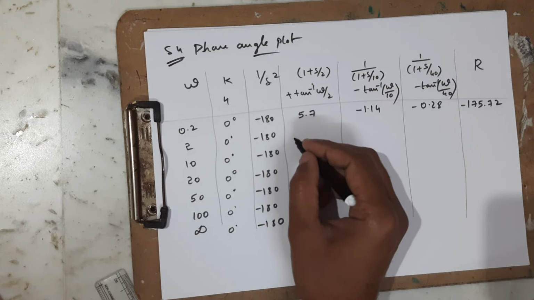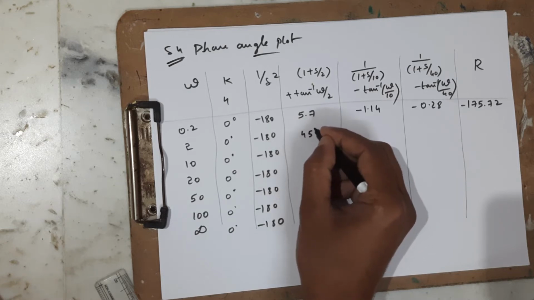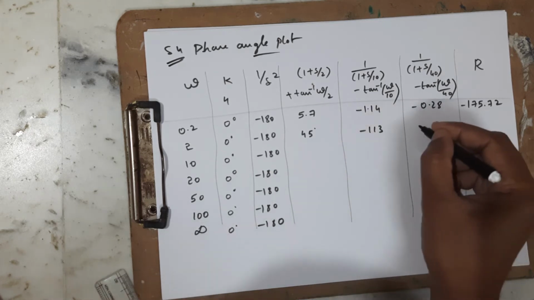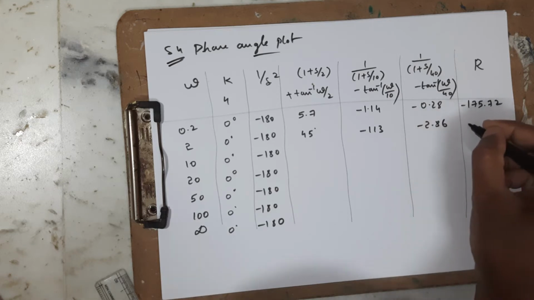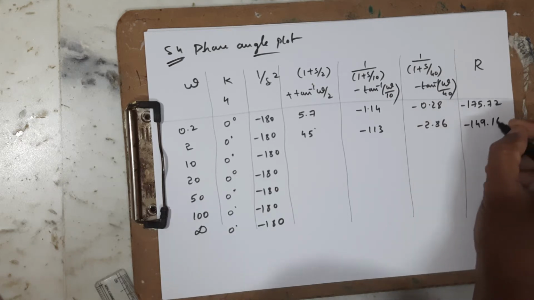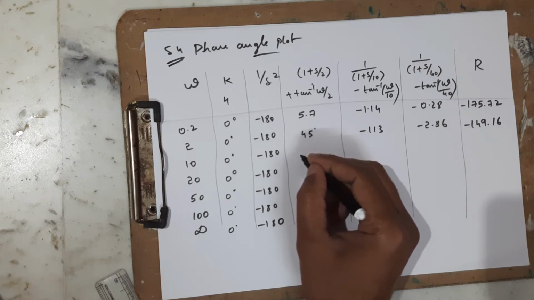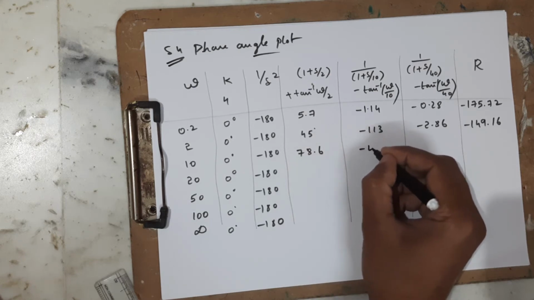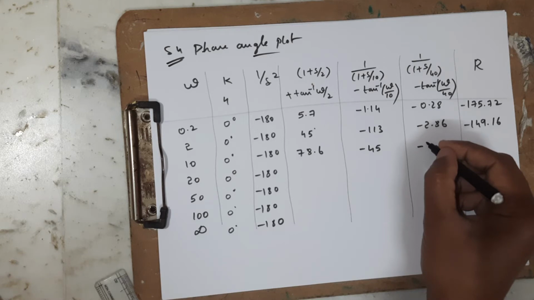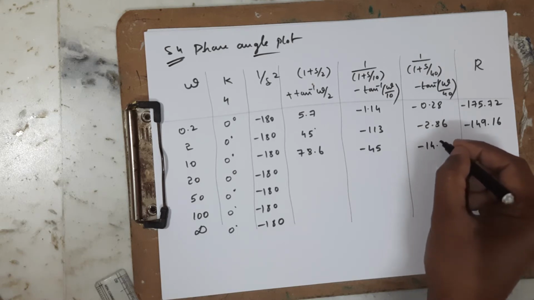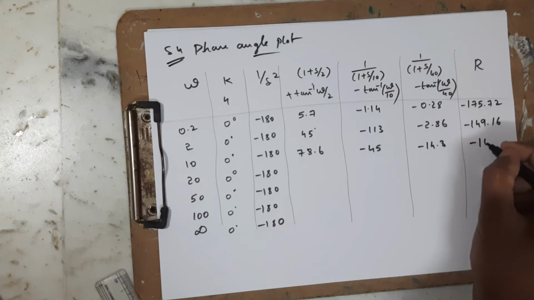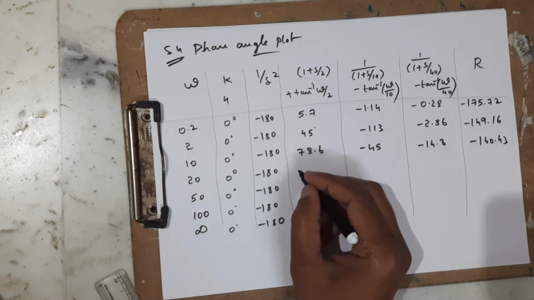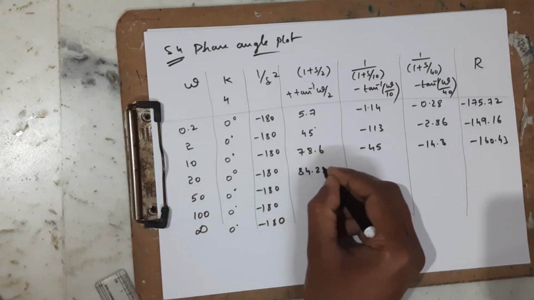When it is 2 radians per second, this value is 45 degree, and this one is minus 11.3, minus 2.86. Therefore the resultant is minus 149.16. In the same way, when it is 10, it is 78.6. So this is minus 45, minus 14.3, and the resultant is minus 160.43. When it is 20 radians per second, this value is 84.28.